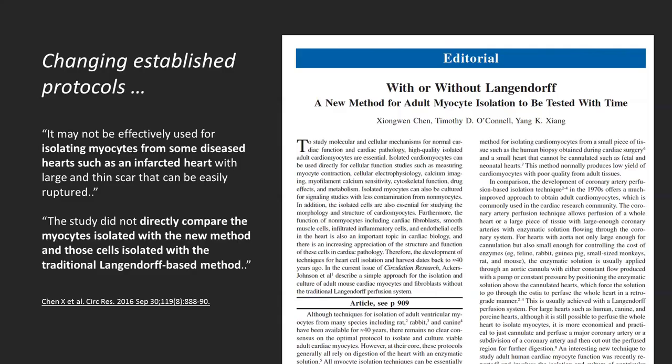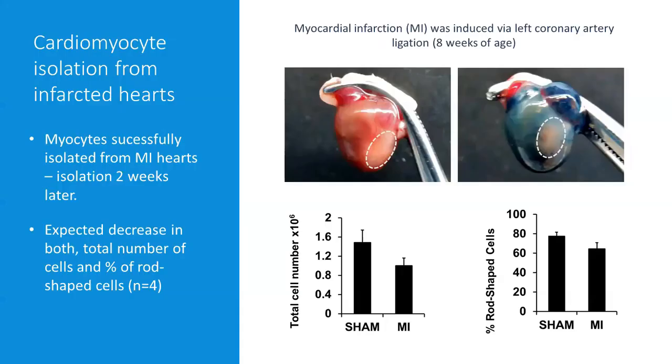So since the publication, we've actually gone on to address some of these questions. The first question was whether you can isolate viable cardiac myocytes from infarcted hearts which have large and thin scars, or would these scars simply rupture due to the pressure introduced through the injection method? Here you can see that we've induced a myocardial infarction by left coronary artery ligation in mice that are 8 weeks of age, and 2 weeks later, we isolated cells from these hearts.